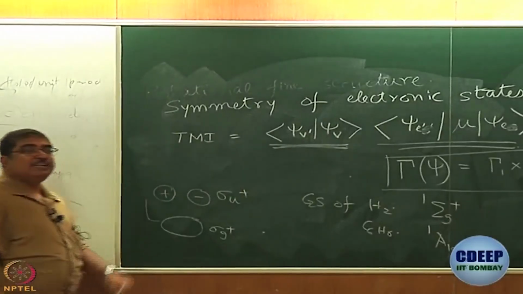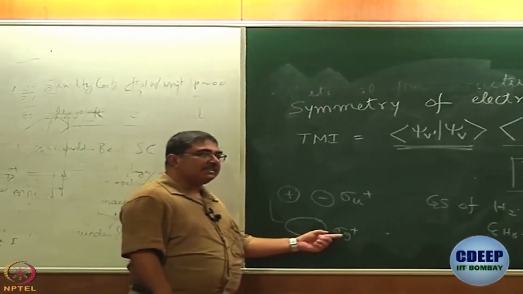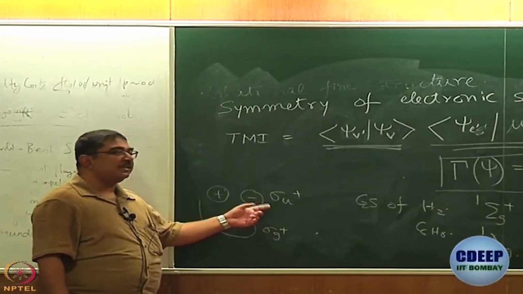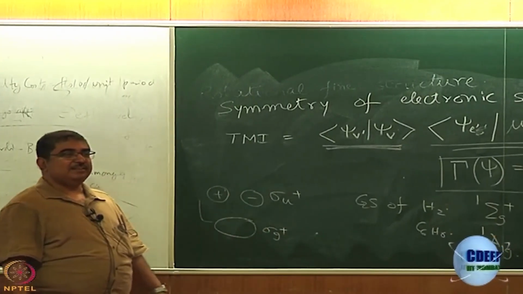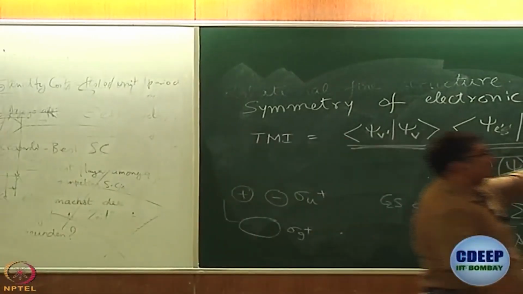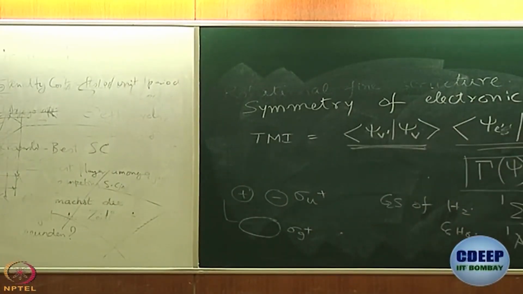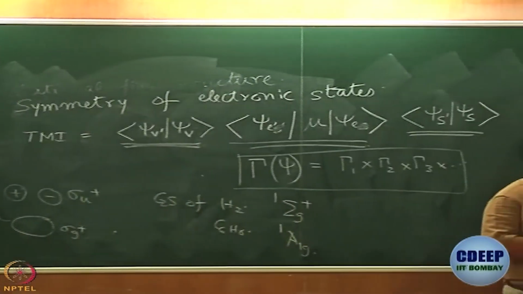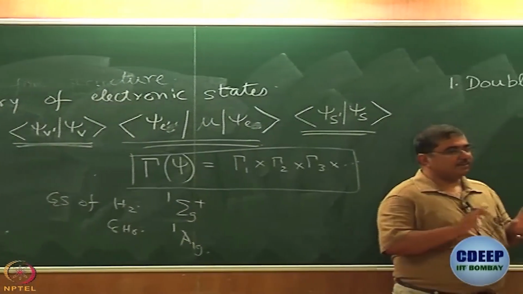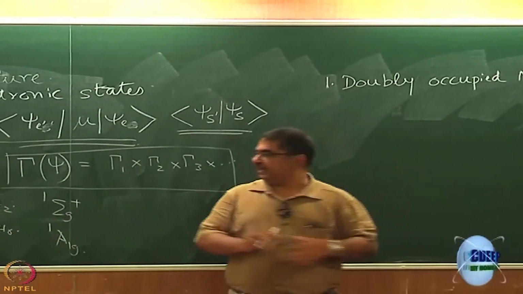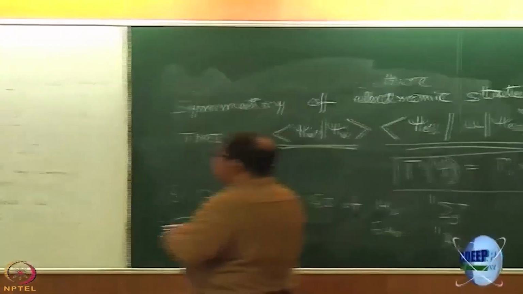What is the ground state of helium? Sigma G plus cross sigma G plus gives you sigma G plus anyway. What is sigma U plus cross sigma U plus? That is also sigma G plus, isn't it? So that brings us back to this. When you have all doubly occupied MOs, then it is a totally symmetric state. Alright. Are we all clear? Any question? No. Great. Let us get ahead then.